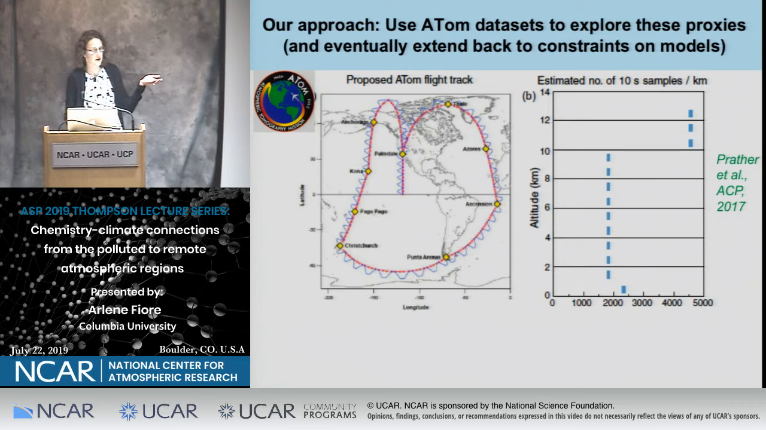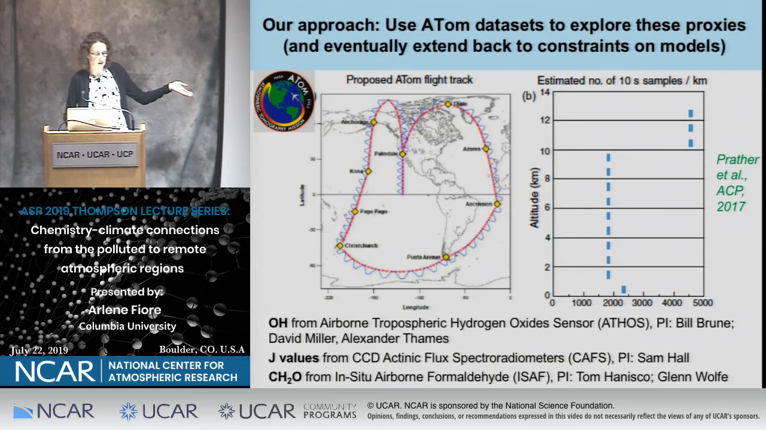So this is just an example of the number of 10-second samples per kilometer that was expected along the proposed flight track. And I just want to acknowledge the folks that did the difficult work of actually flying these instruments around the world and collecting the data that we're so excited about analyzing. So we're using OH from Bill Brune's group, J values from Sam Hall, and formaldehyde from Tom Hanisco and Glenn Wolfe at NASA Goddard.